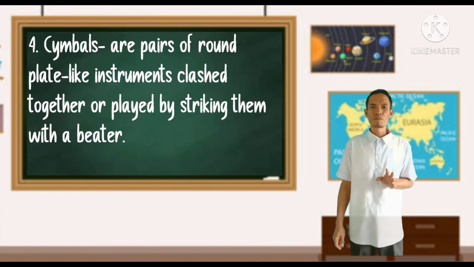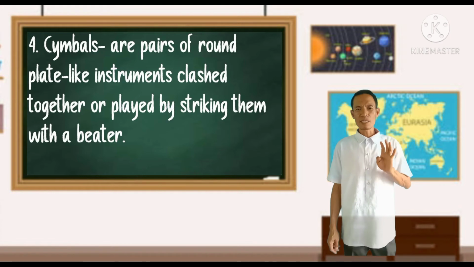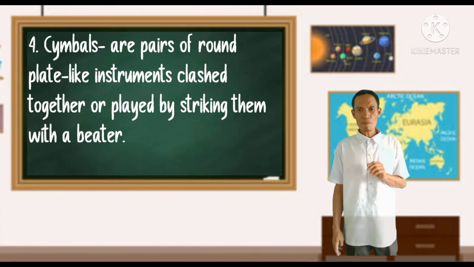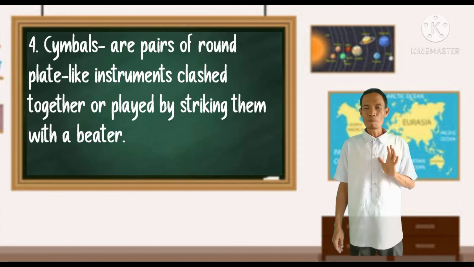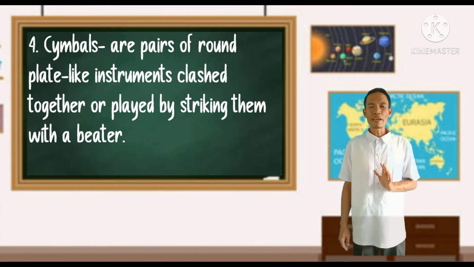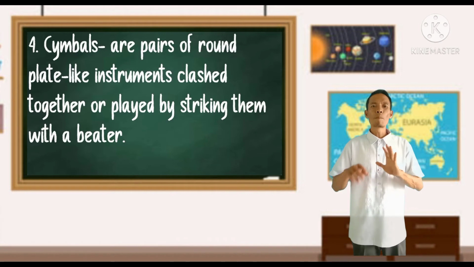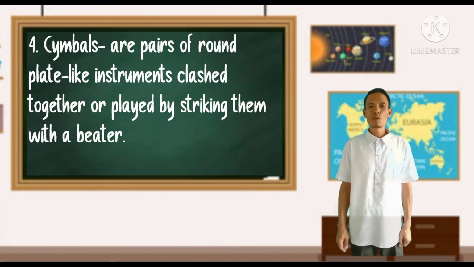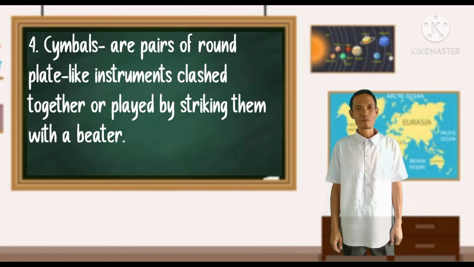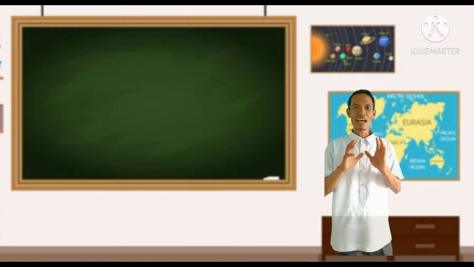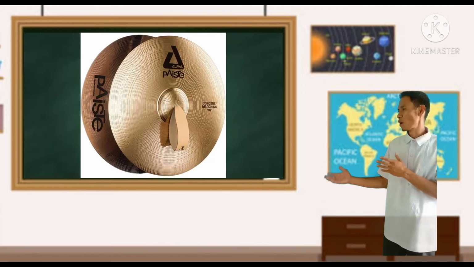Number 4. Our number 4 percussion instrument is called cymbals. Cymbals are pairs of round plate-like instruments clasped together or played by striking them with a beater. Okay, class, this is the cymbals.